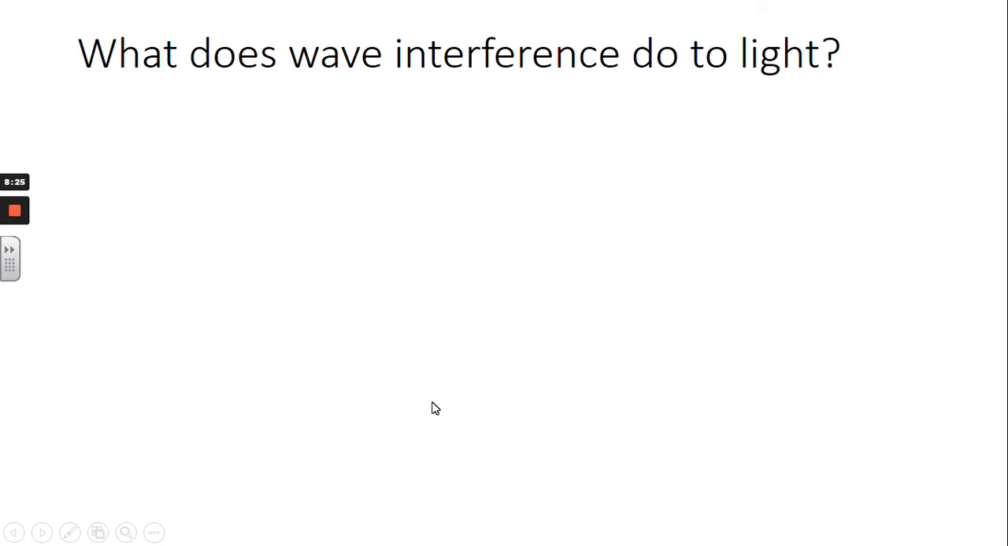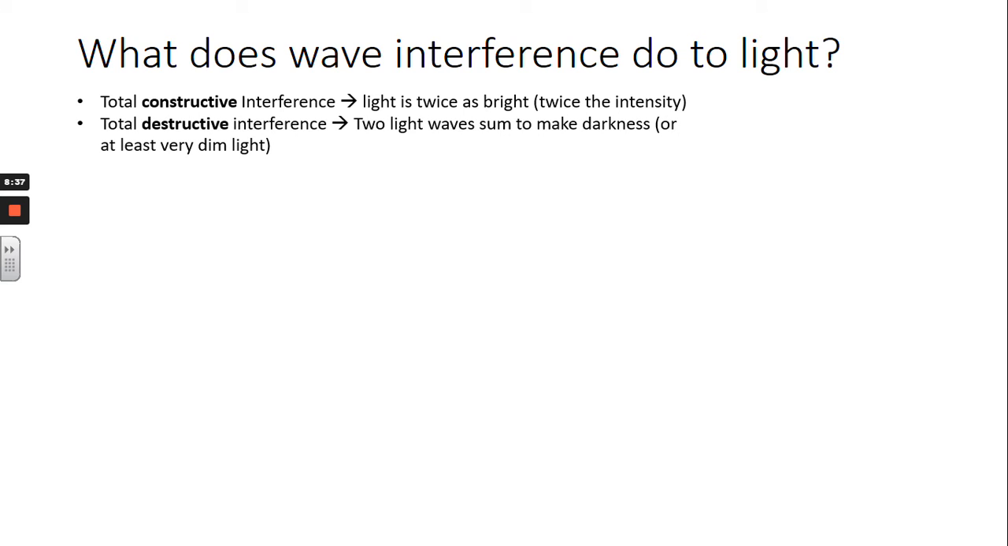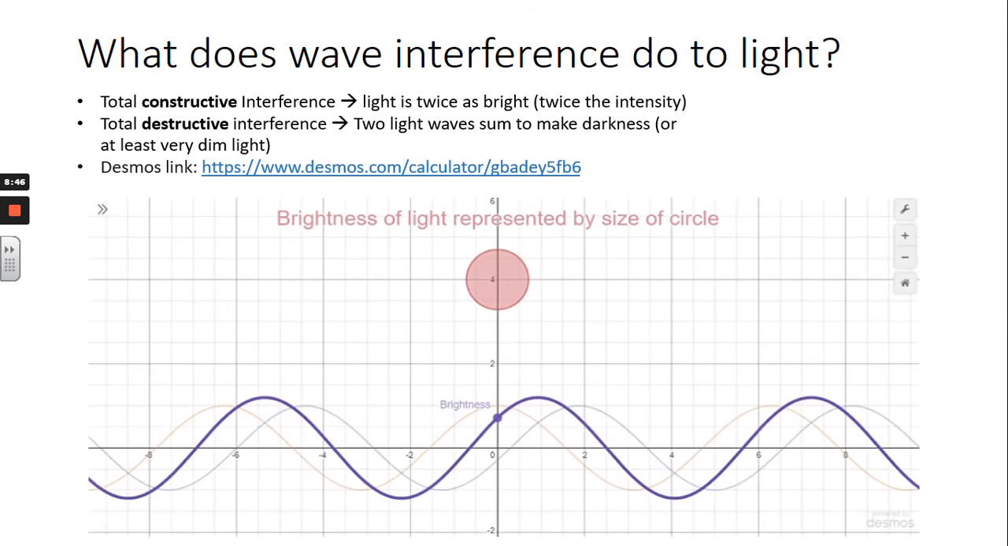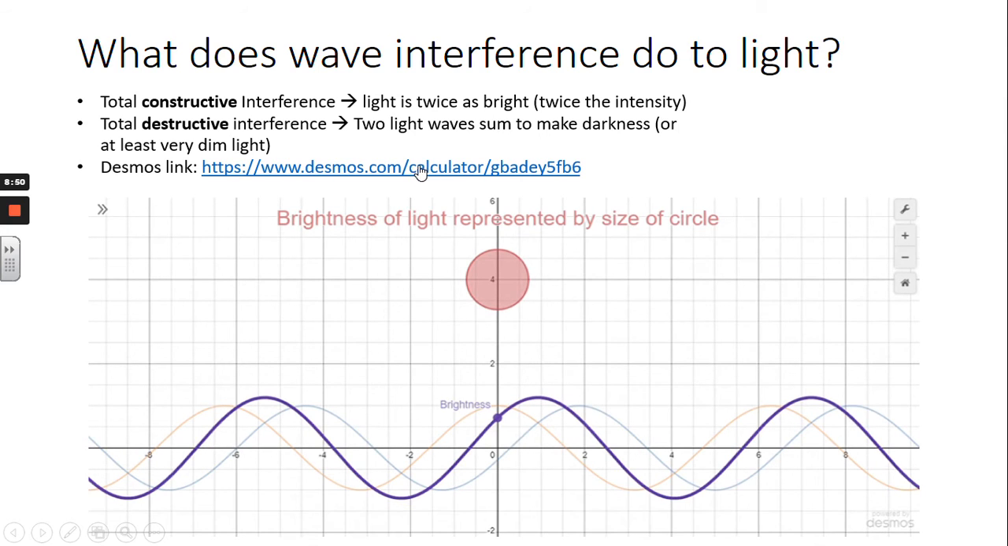So, what does wave interference do for light? Total constructive interference means your light is twice as bright, twice the intensity. Total destructive interference means the 2 light waves sum to make darkness, or in practice, this is usually very dim light. Here's a Desmos animation of the same idea. Let's open that up.